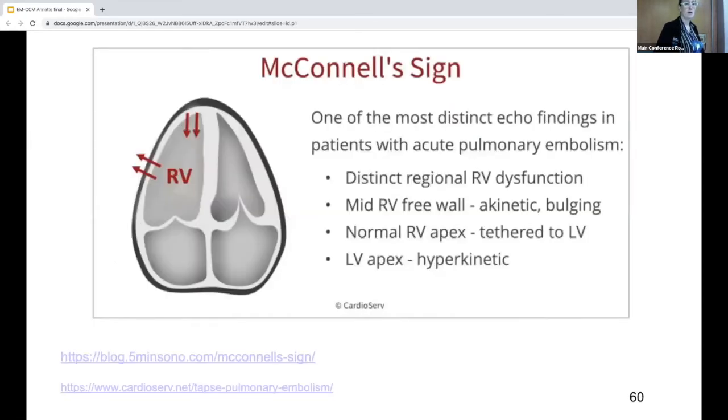the McConnell sign that Adrian mentioned before is an echographic finding in patients with acute PE that shows some regional wall motion abnormalities in the right ventricle, and at the same time a sparing of the right ventricular apex.